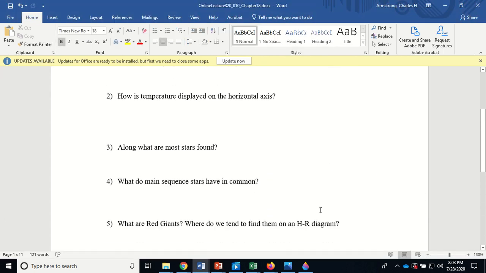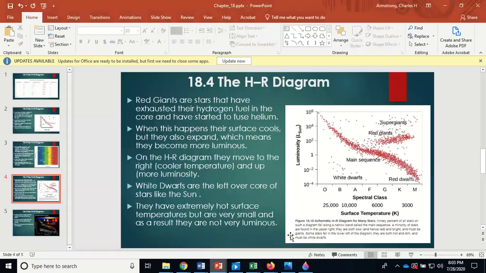Okay, along what are most stars found? They're found along the main sequence. What the stars in the main sequence have in common is they're all still fusing hydrogen into helium. So if we take a look at our main sequence again, they're fusing hydrogen into helium. These guys have run out of hydrogen and they're starting to fuse helium into carbon, for example. Our sun will get up here at some point. Okay, so on the HR diagram, they move.